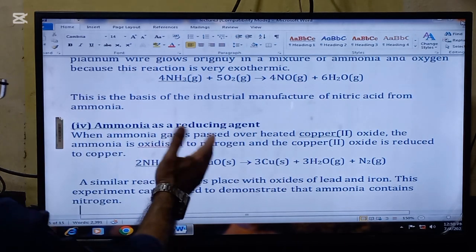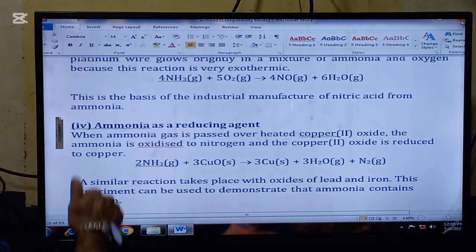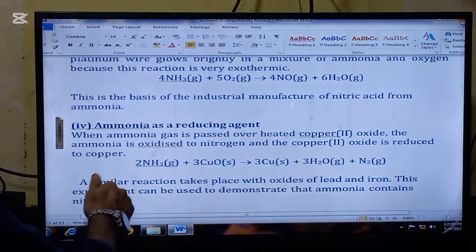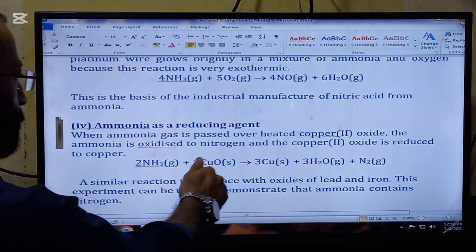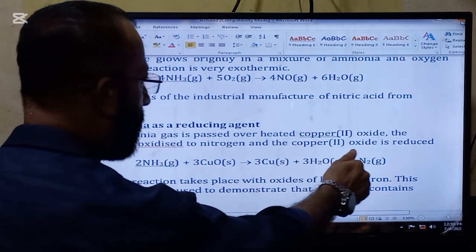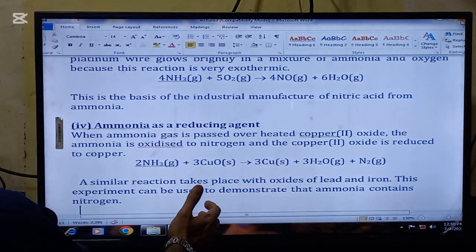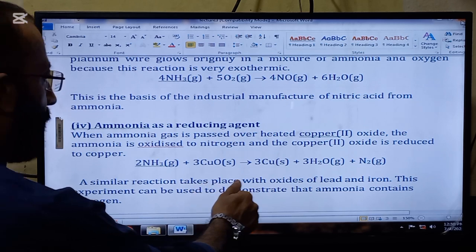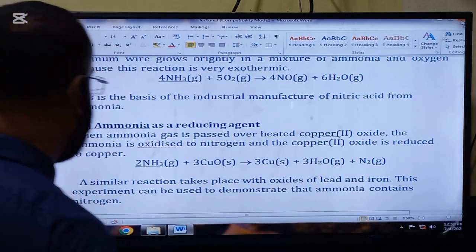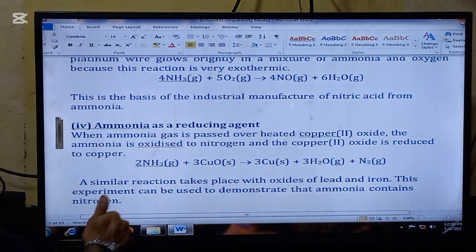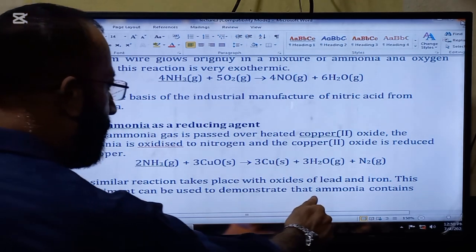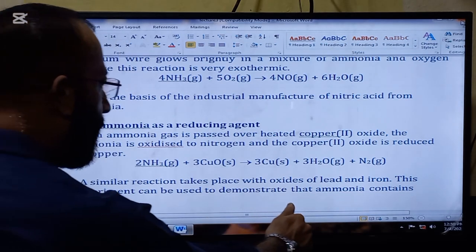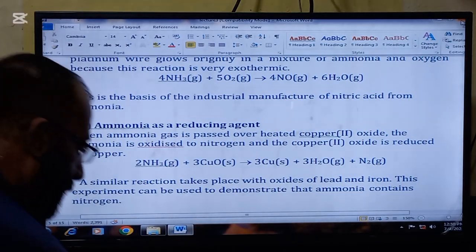Ammonia as a reducing agent. When ammonia gas is passed over heated copper oxide, the ammonia is oxidized to nitrogen and the copper oxide is reduced. So here is the reaction. When ammonia is reacted with copper oxide, copper, water and nitrogen are obtained. A similar reaction takes place with oxides of lead and iron. This experiment can be used to demonstrate that ammonia contains nitrogen.